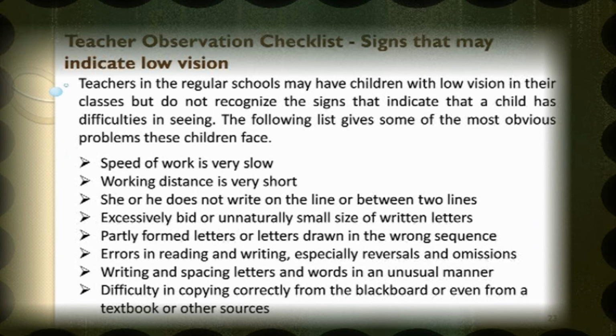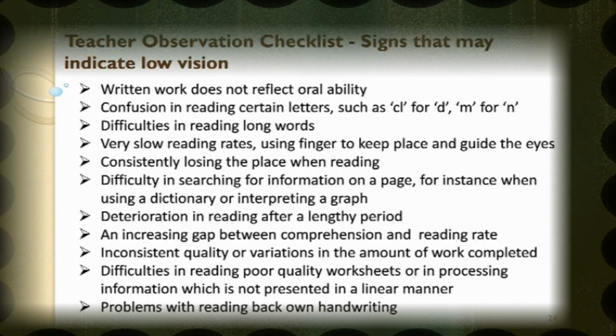Difficulty in copying correctly from the blackboard or even from a textbook or other sources. Written work does not reflect oral ability. Confusion in reading certain letters such as CL for D, M for N. Difficulties in reading long words. Very slow reading rates, using finger to keep place and guide the eyes. Consistently losing the place when reading.